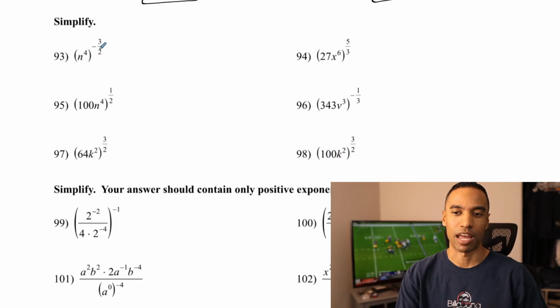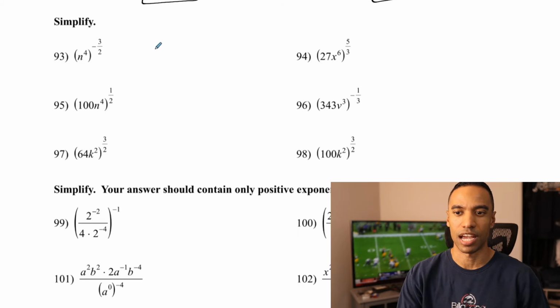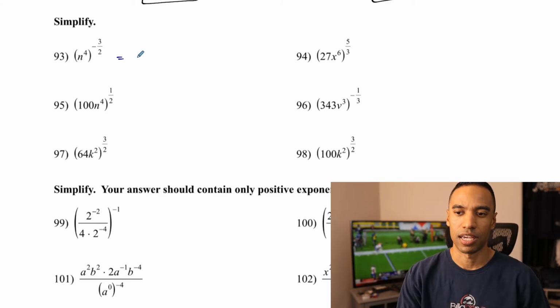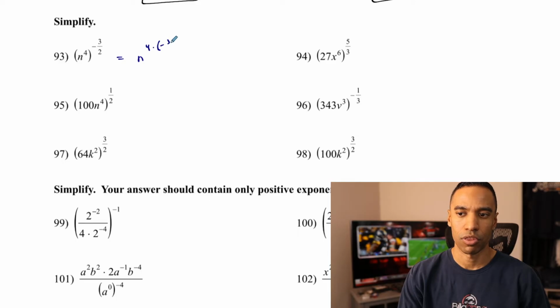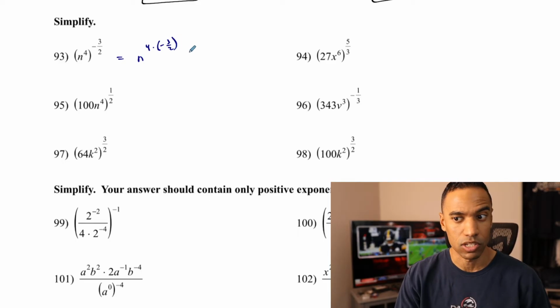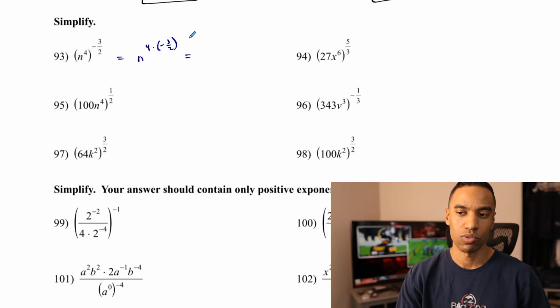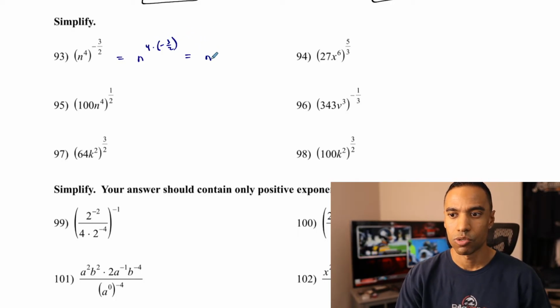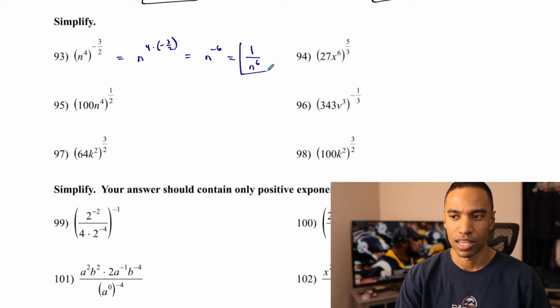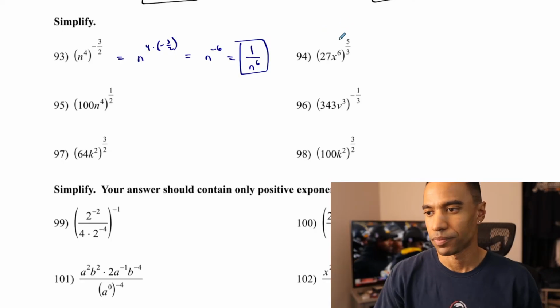So simplifying, I got a power to a power here, which means the exponents will multiply. This becomes n to the 4th times negative 3/2 power. By the way, here when I simplify, I definitely can't have negative exponents. 4 divided by 2 is 2 times negative 3 is negative 6. So this becomes n to the negative 6 power. That's 1 over n to the 6th power.